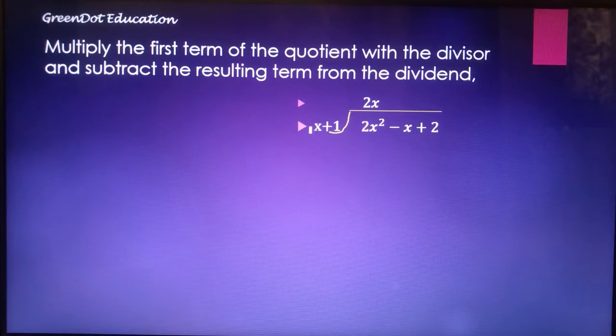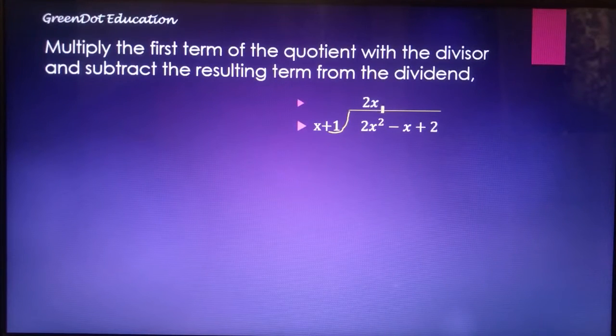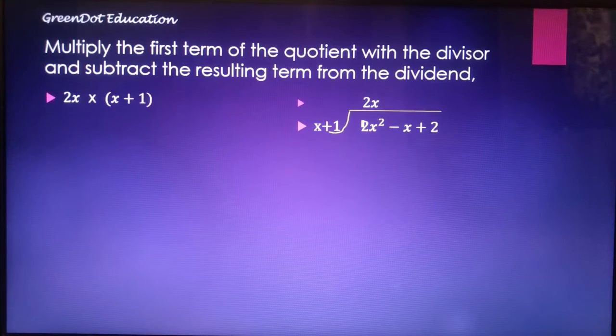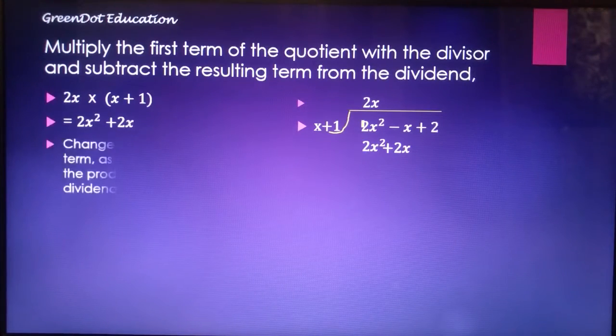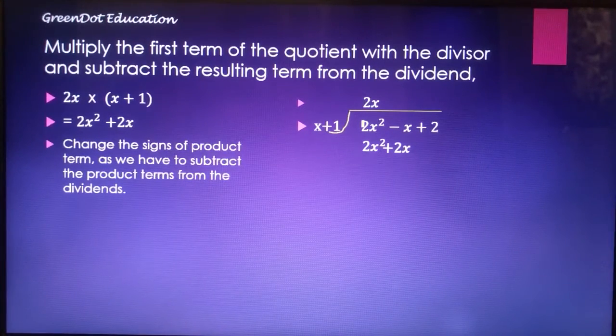Now as we have obtained the first term of the quotient, we multiply that first term, 2x, with the divisor polynomial. Multiplying 2x with x plus 1: 2x times x gives 2x square, and 2x times 1 gives 2x, so we get 2x square plus 2x. We have to subtract this from the dividend, and for subtracting we all know that we have to change the signs before subtracting the polynomials.